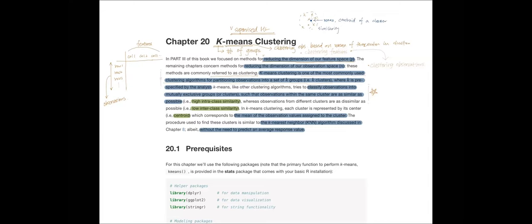based on the distance measure. Okay, that's what clustering is about. I just tried to explain the very basic scheme of what K-means clustering is about, okay? Is there any question so far?